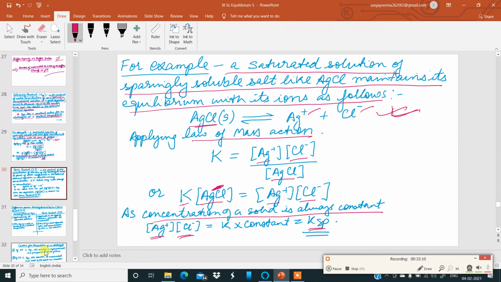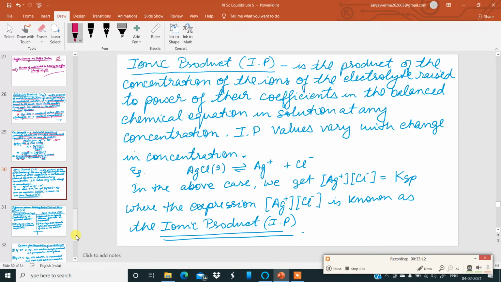Okay. Now there is another term which is called ionic product, IP, not ionization potential, it is IP.